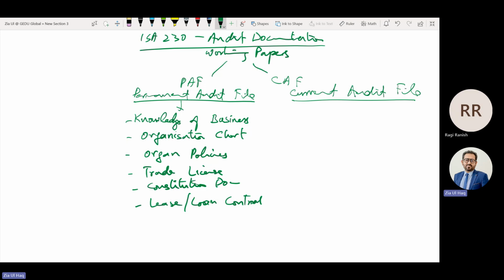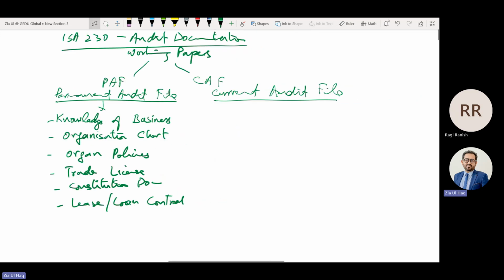But the liability is there in the balance sheet. So these lease contracts and loan contracts, we will keep in the permanent audit file. This will remain the same every year's audit. What do we keep in the current year audit file?